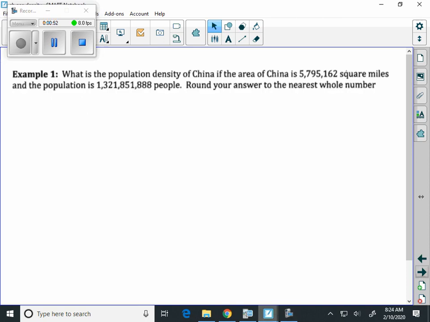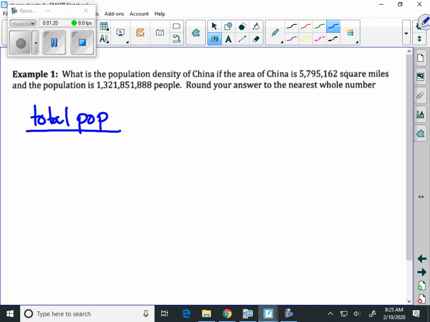So the first one: what is the population density of China? If the area of China is 5,795,162 square miles, and the population is 1,321,851,888 people, round your answer to the nearest whole number. Well, once again, the formula is total population divided by the area. That's actually how I write it. I abbreviate it, but it's total population divided by area.